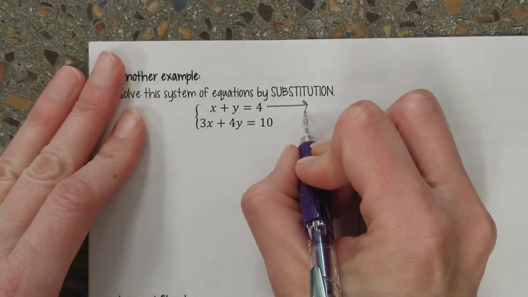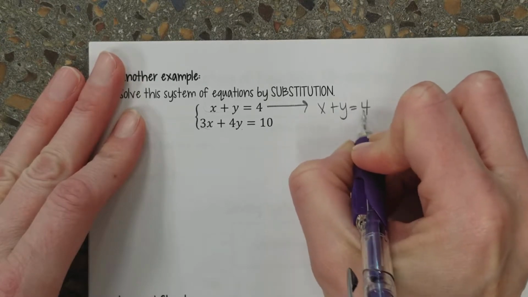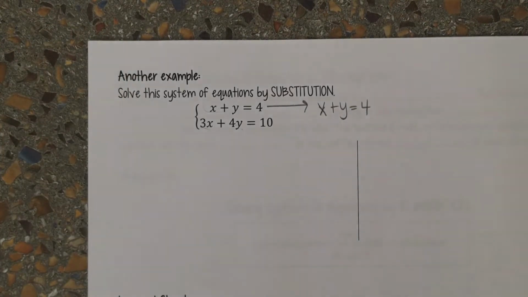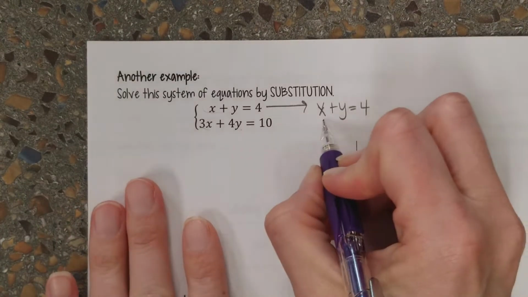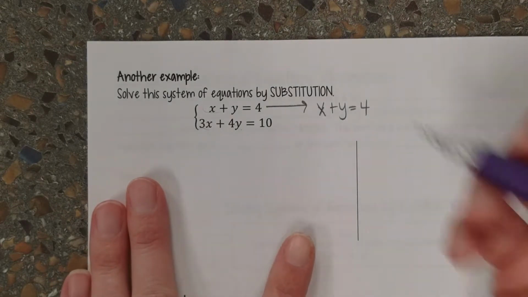So off to the side over here, we are going to do x plus y equals 4, and we're going to solve for one of these variables. Now, it does not matter which variable you solve for. You can pick x, you can pick y. So last time what we had was y equals something, and we substituted. This time, I'm going to solve for x, and we're going to get x equals something so that you can see that you can do it either way.